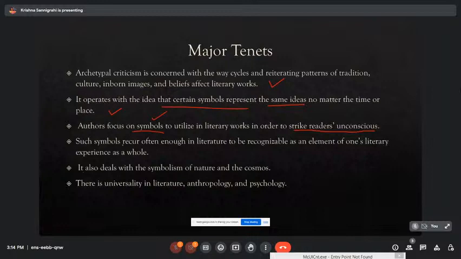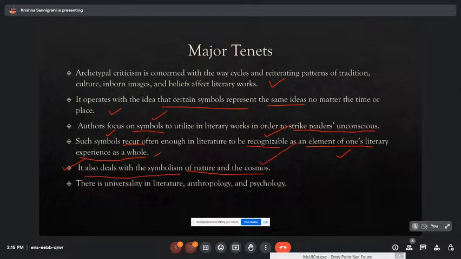Such symbols recur often enough in literature to be recognizable as an element of one's literary experience as a whole. Such symbols means the archetypes we are talking about. So the archetypes recur, that is, they keep on getting repeated in literature to be recognizable, so that we can identify them as an element of one's literary experience as a whole. It also deals with symbolism of nature and the cosmos. Cosmos is referring to the world around us.